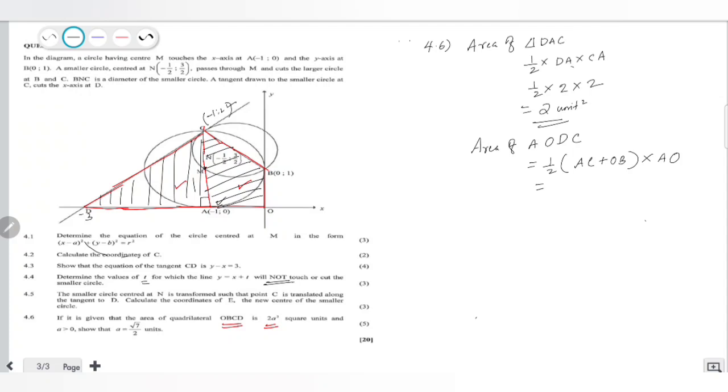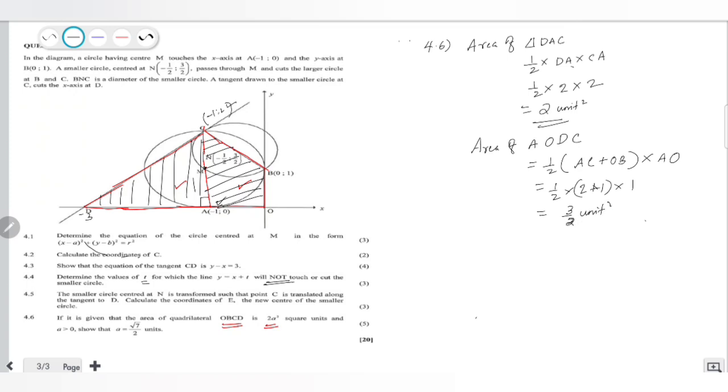That's how the formula goes: half times the sum of the lengths of those two parallel sides of the trapezium, then times the distance between those two parallel sides, that is AO, the shortest distance or perpendicular distance or the height. So half times AC, what is that? 2, plus, sorry, not times, plus OB, what is OB? 1, times, what is AO? AO is also 1 unit. That we can get from the axis, isn't it? So we got 3/2 unit square.